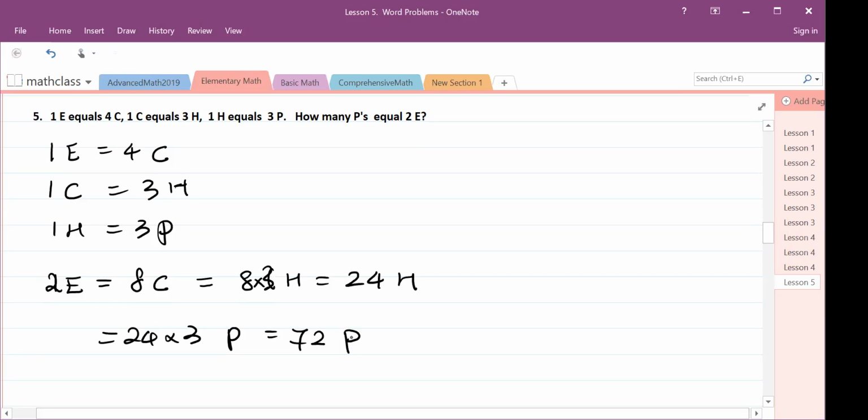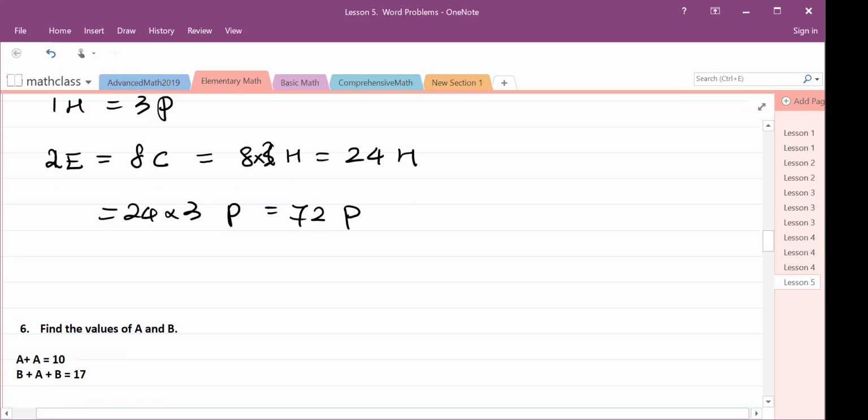Let me repeat again. So 1E car equals 4C cars, so 2E cars will equal 8C cars. It's double, right? Double of 4 is 8. Then 1C car equals 3H cars, so you already have 8, so 8 times 3 you get 24H cars. And so on. That's why you get the answer.